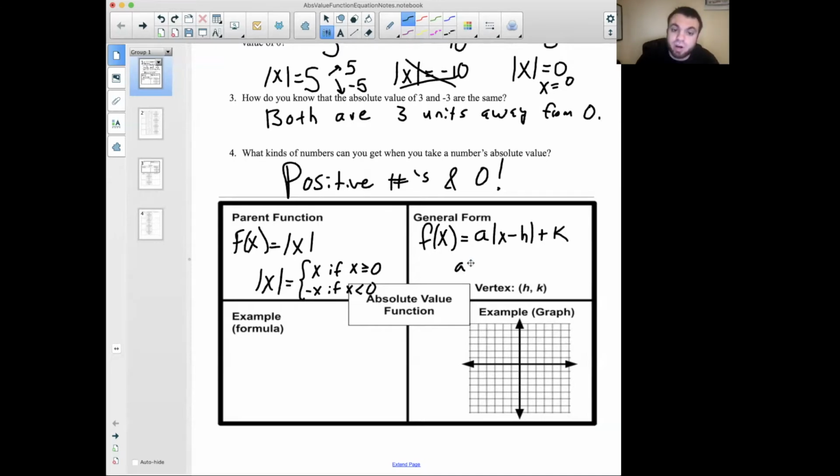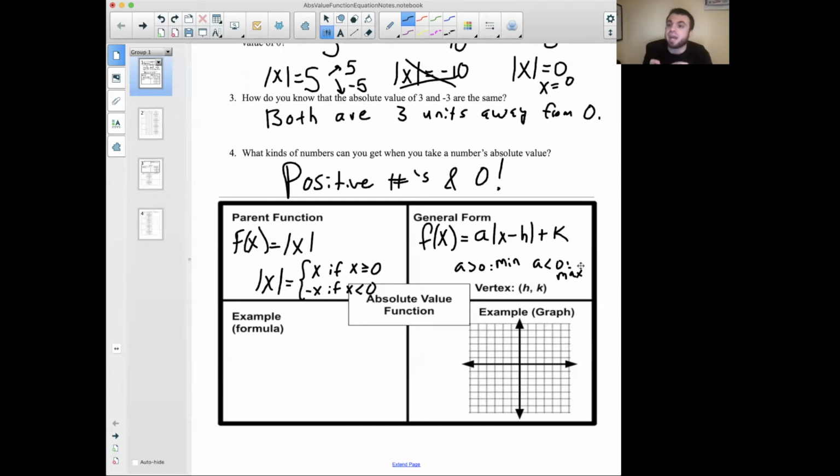So if a is greater than 0, the vertex, it's a maximum. I'm sorry, it is a minimum. Sometimes we get those flipped around. Minimum. And if a is less than 0, it is a maximum. So you can think about it as happy face, sad face. A is positive, happy, points up. A is negative, sad, points down.